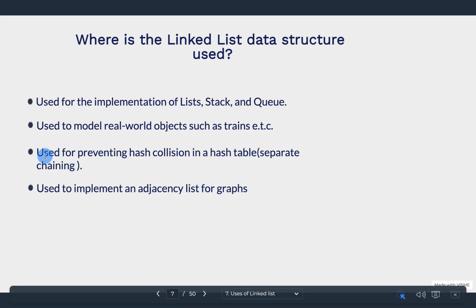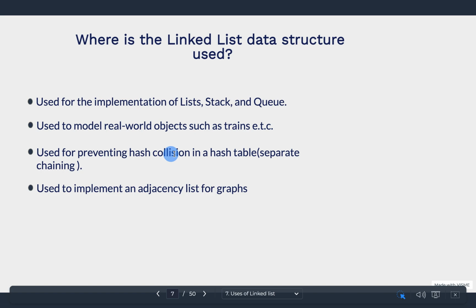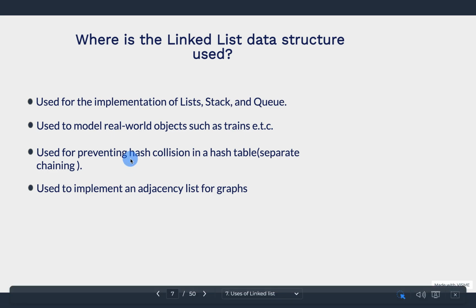The third use of a linked list, according to this slide, is for preventing hash collision in a hash table. One way to implement a hash table is separate chaining, and the purpose of doing that is to prevent hash collision. In this method, we use the linked list data structure. The last use of a linked list is to implement an adjacency list for graphs. You can implement an adjacency list using a linked list data structure.